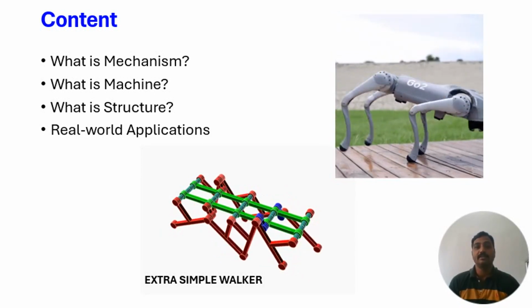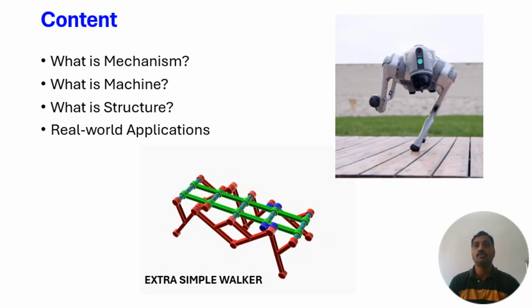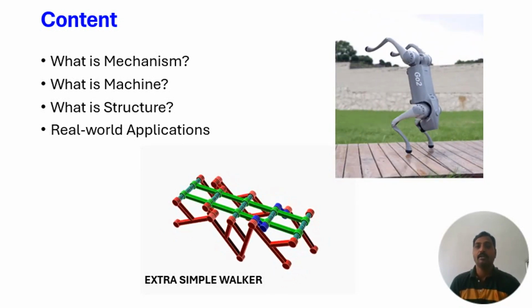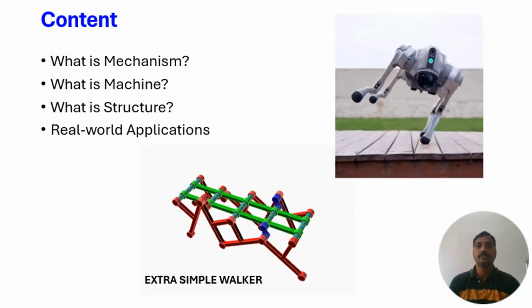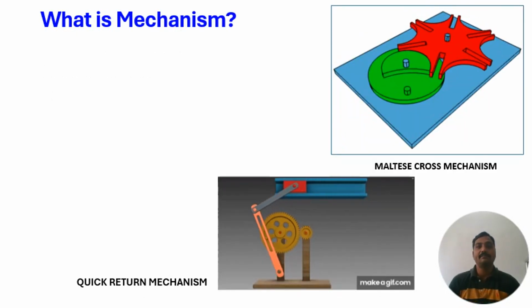When the degrees of freedom is equal to 0, and when the degrees of freedom is equal to 1, automatically different situations are created in engineering structures. So, what is a mechanism?